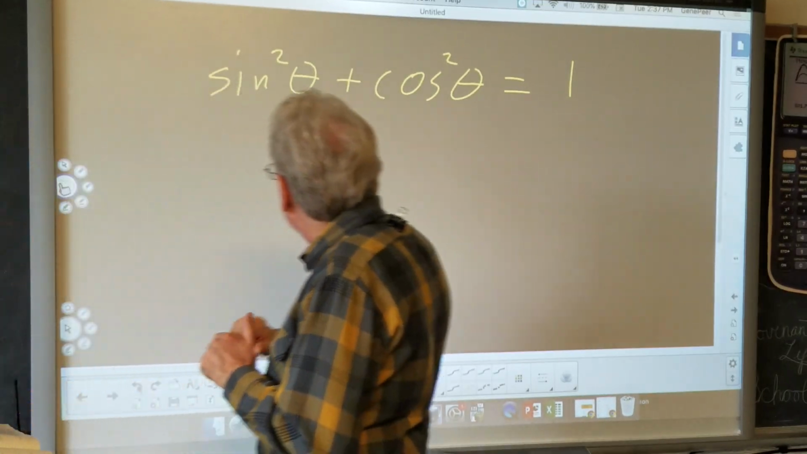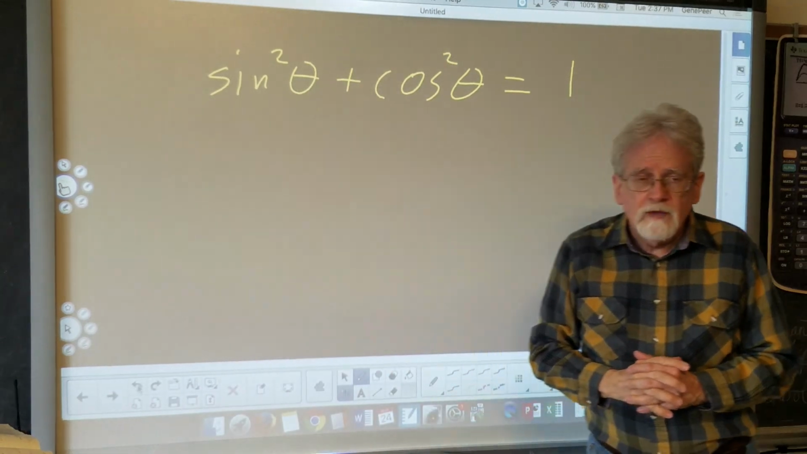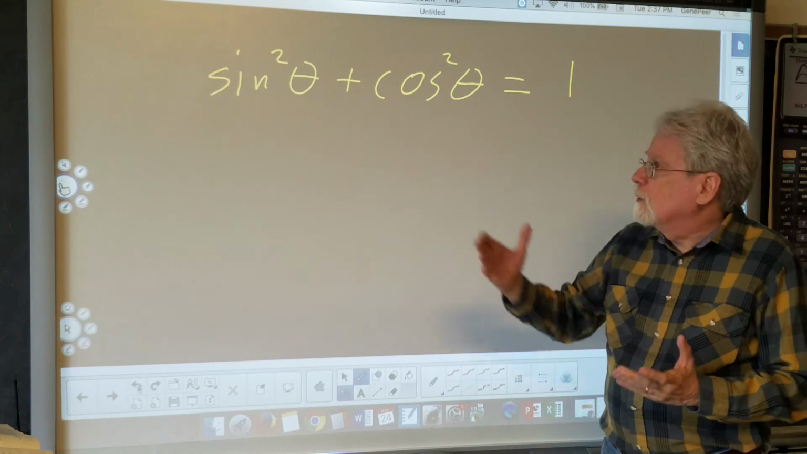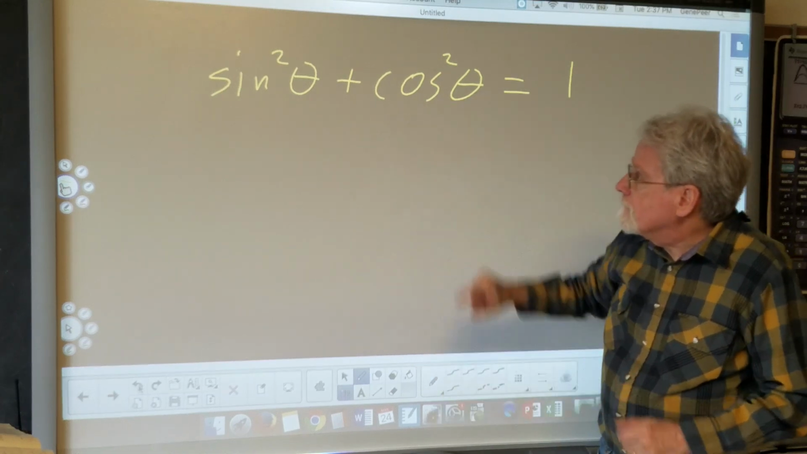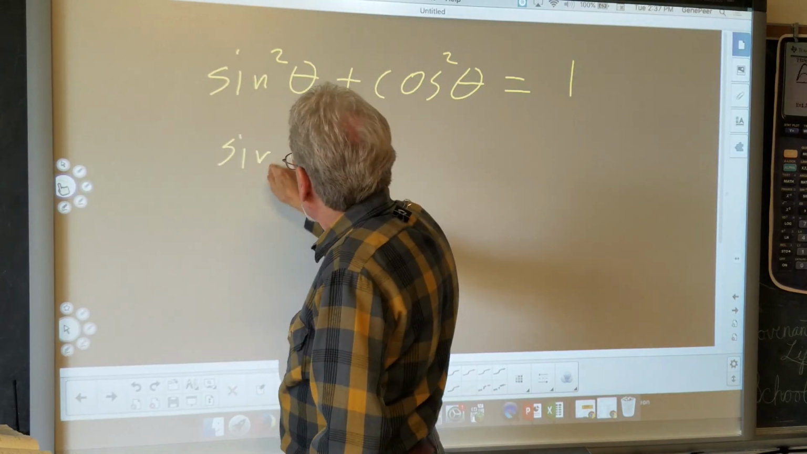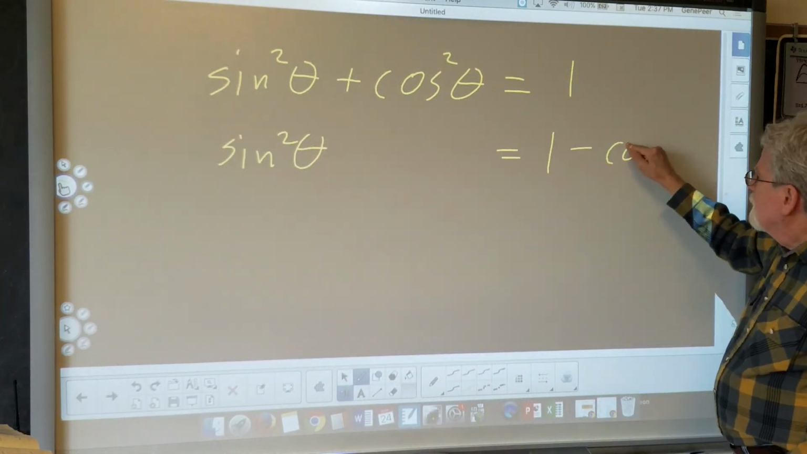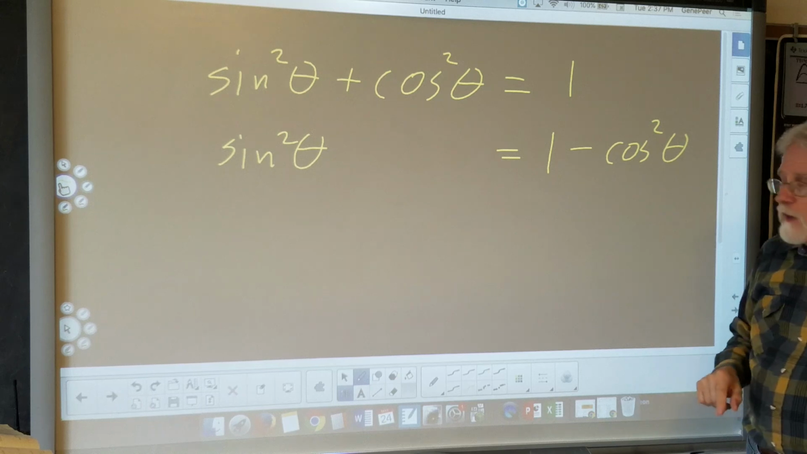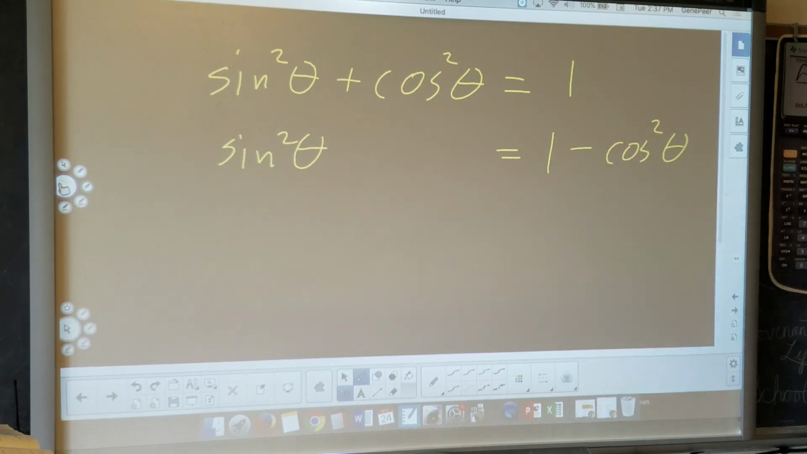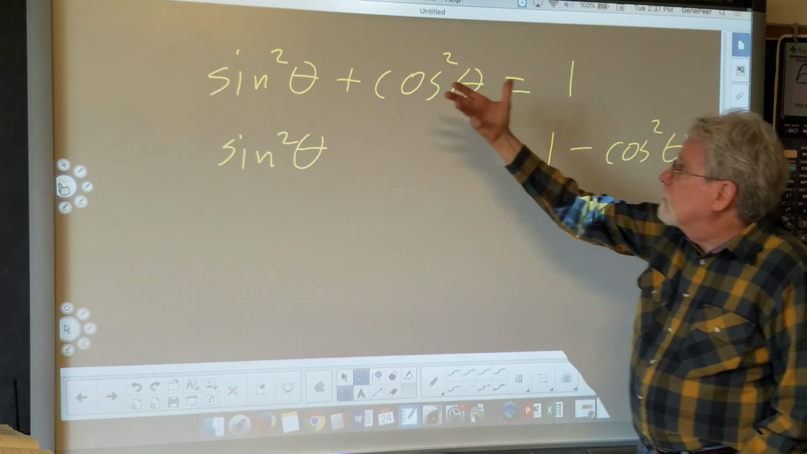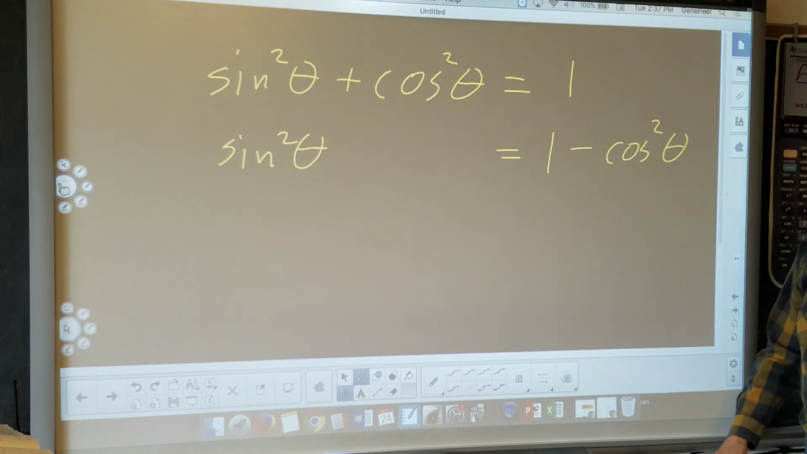All right, now we're going to do something interesting with this. We're going to solve for sine. We're not solving for sine squared, we're going to solve for sine. So your procedure, first, get rid of this guy. Sine squared theta equals 1 minus cosine squared theta. Nothing mysterious about that. An Algebra 1 student could do that, even if they don't know what this means. We're simply subtracting cosine squared theta from both sides.